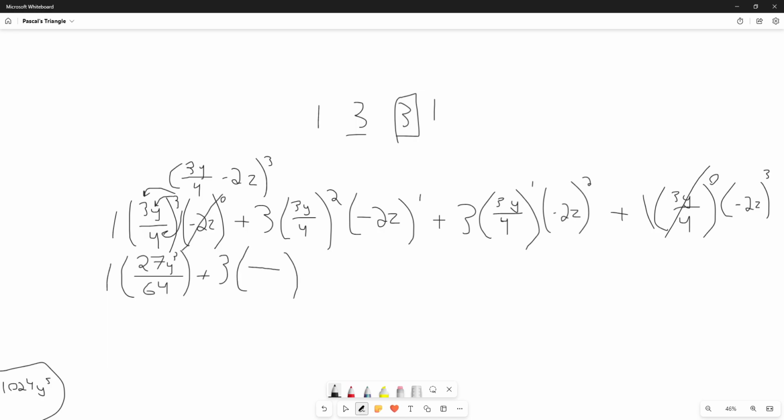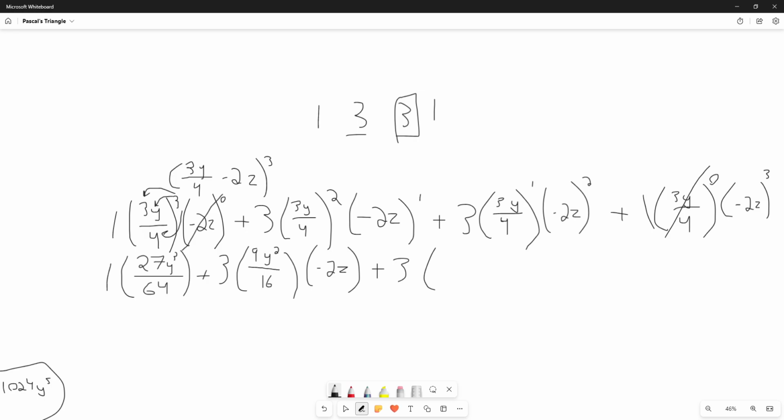3y, so we apply it again. 3 to the power of 2 is 9. y to the power of 2. And 4 to the power of 2 is 16. And then here we have a minus 2z to the power of 1, which is just the same thing. Then we have another plus 3.